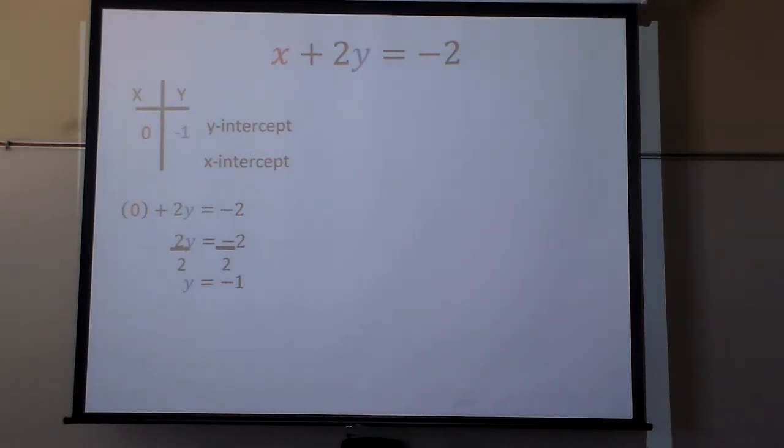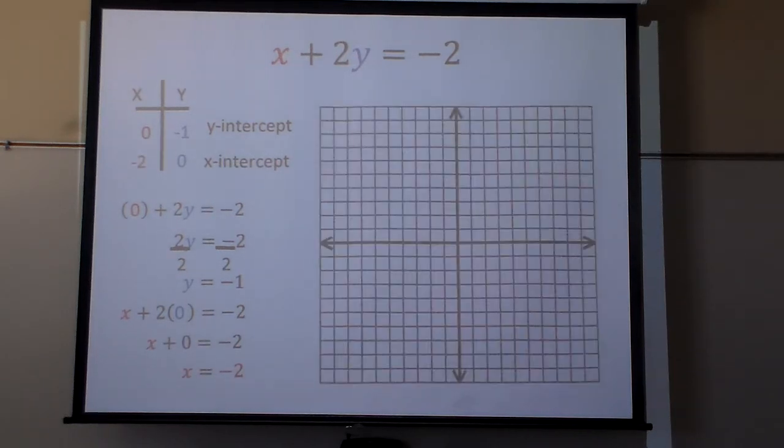Okay, and now let's do the x-intercept. So I'll plug that in. 2 times 0 is going to be 0, so I just get x equals what? Negative 2. Oh, so the x-intercept's at negative 2.